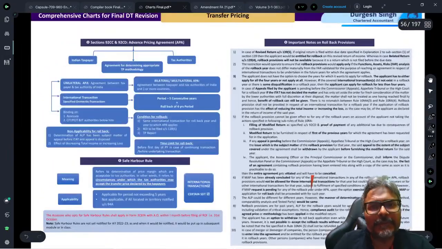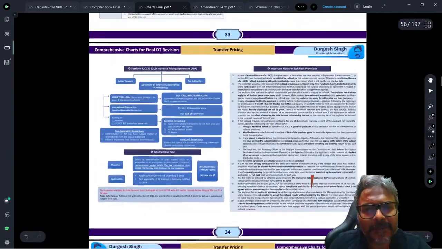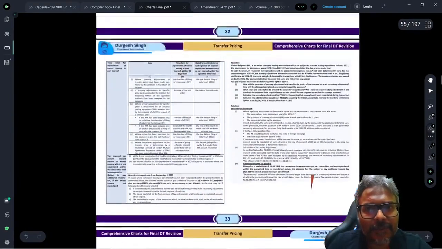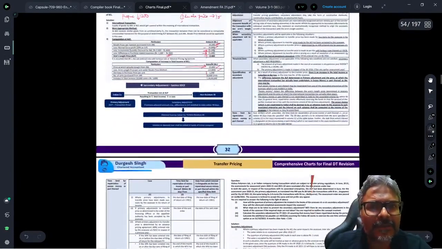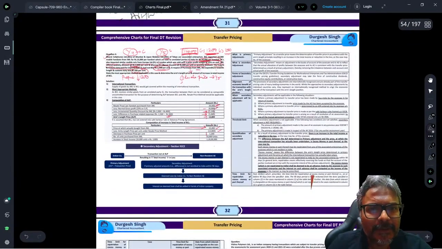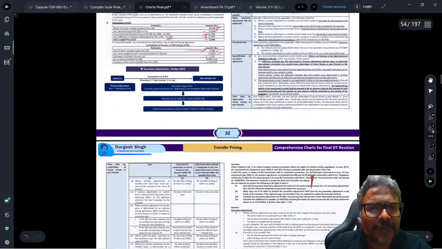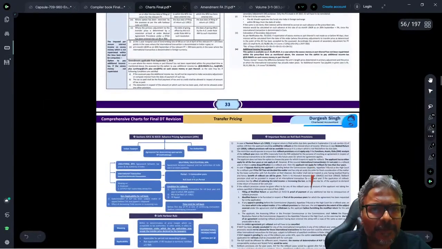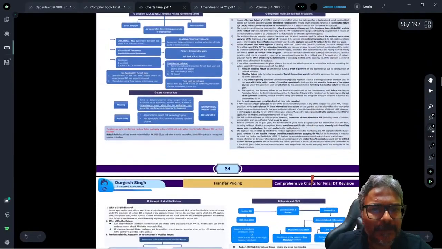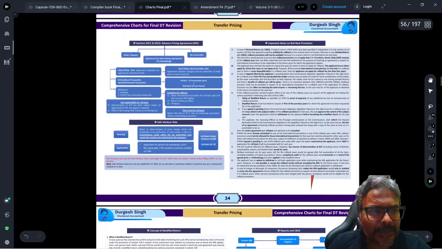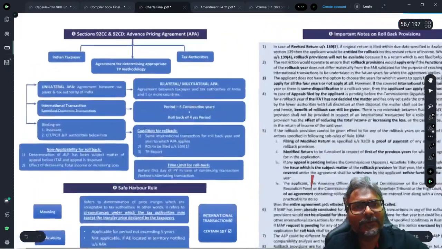Now, students, many students are asking, sir, what about the safe harbor rule? Is the safe harbor rule applicable for us? Students, the rates have not been mentioned therein, so I will not suggest you go to the safe harbor rules. Directly come to the APA, students. Let's look into this one.